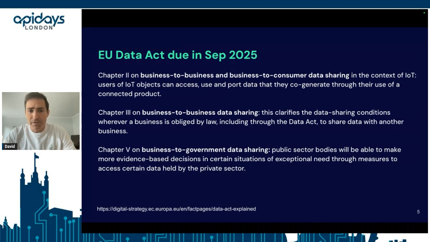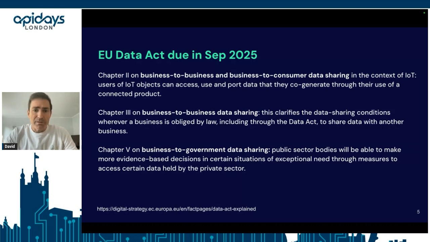And chapter 5 is about business to government, and this is something completely new. It is also clearly stated that public sector bodies will be able to access this data for certain cases, some of them emergencies. In particular, they make it explicit that in case of emergencies, the government agencies will not be paying for the access to the data.